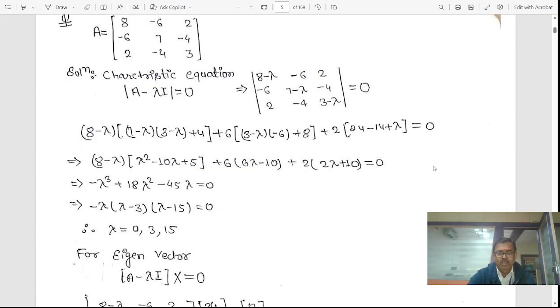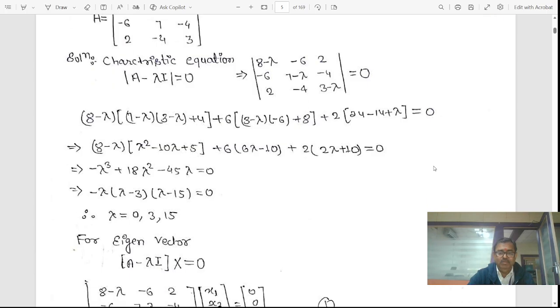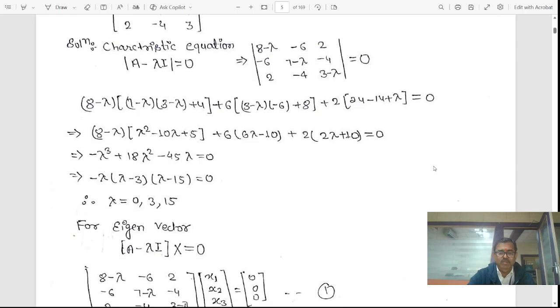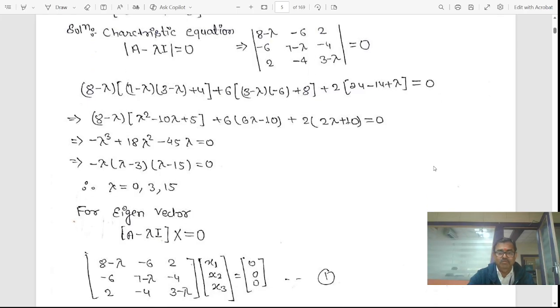Lambda is common, so we get the factor terms in the equation. It becomes (0 − lambda)(lambda − 3)(lambda − 15) = 0. After simplification, we get lambda = 0, lambda = 3 and lambda = 15. These values are called the eigenvalues. So here we find the eigenvectors corresponding to these eigenvalues.